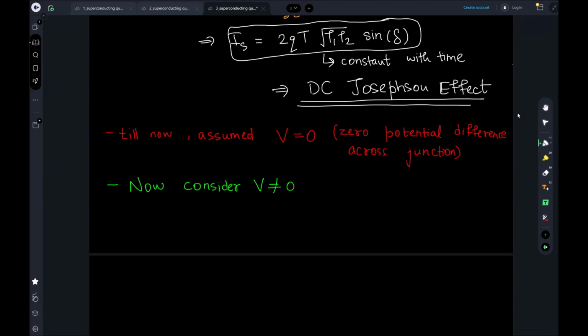So I finished the last video with the DC Josephson effect, and till now we had assumed that there was a zero potential difference across the Josephson junction. In this video, I'm going to consider the case when the potential difference is not zero. So from the previous video, if you recall equation 1 and 2, I'm going to rewrite them for you now.